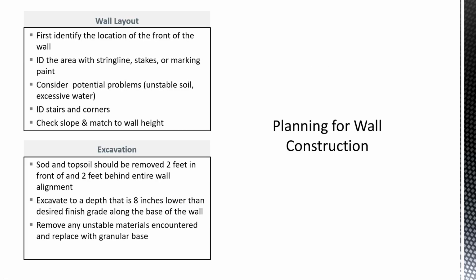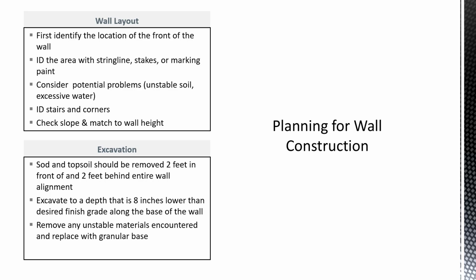They serve their purpose. But planning for wall construction, ladies and gentlemen, we've got to first identify the location of the front of the wall. ID the area with string-lined stakes or marking paint. Consider potential problems, whether it's unstable soil or excessive water. I've actually dug footers and hit streams and had water underneath walls. So you've got to make preparation for that. That changes the entire situation at hand. That is the time to bring in the engineers once you run into that.